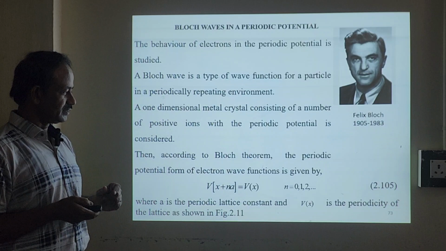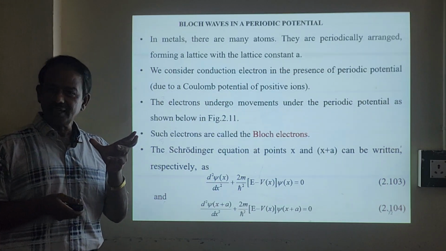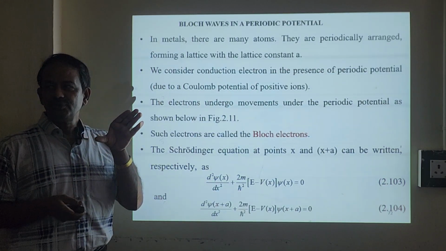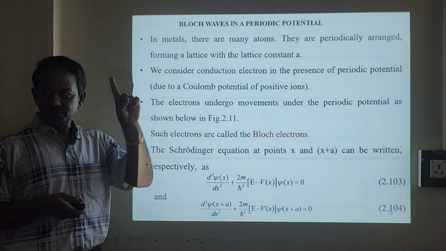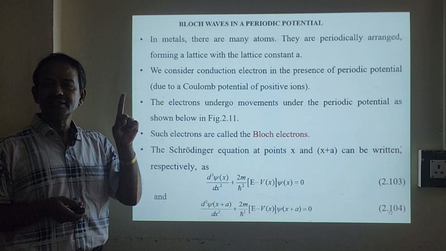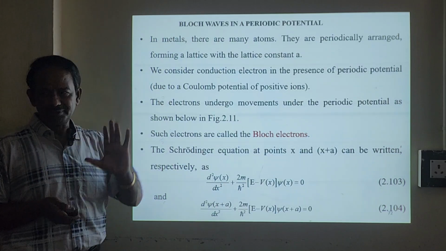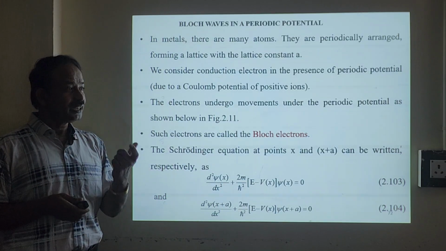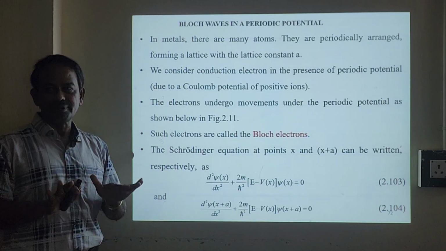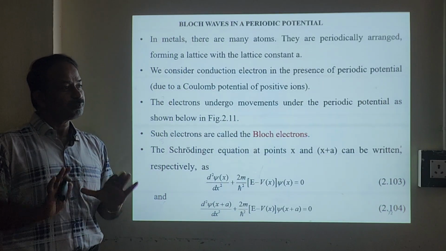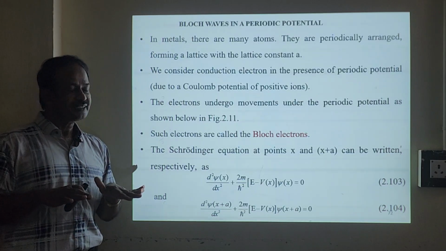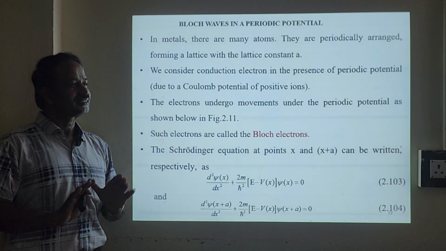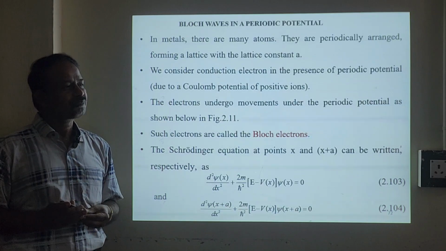We are going to discuss the idea. As I said, you have the wave function. It is only one idea: the wave function is equal to periodicity multiplied by plane wave. Periodicity multiplied by plane wave is a Bloch wave. Bloch waves will exist in crystals. So this is the idea.